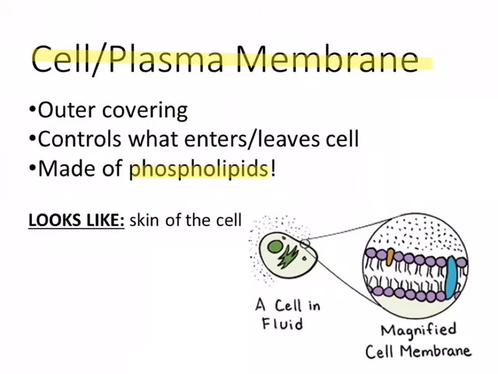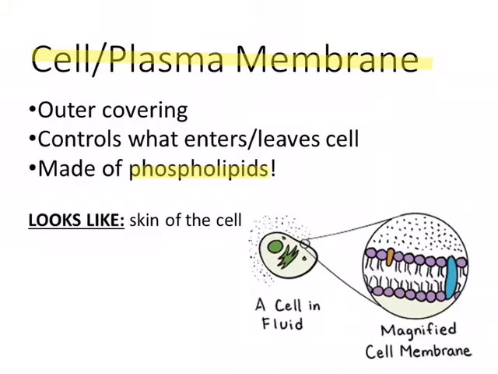Organelle number 1 is the cell or plasma membrane. Every single cell will have a cell or a plasma membrane. You can call it either one. It's the outer covering of the cell. It is not a wall. It's flexible. It can move.